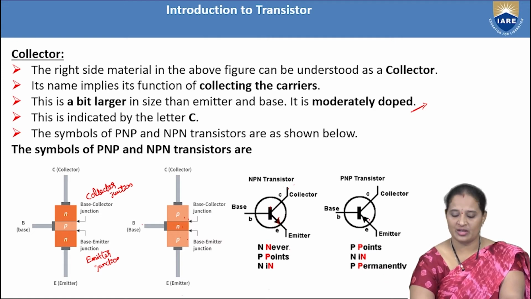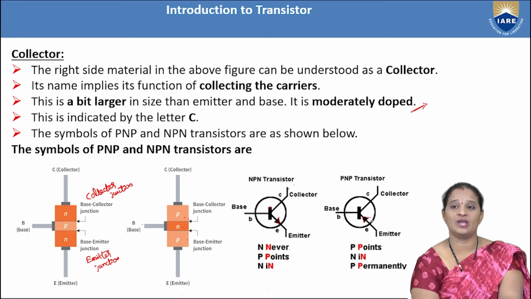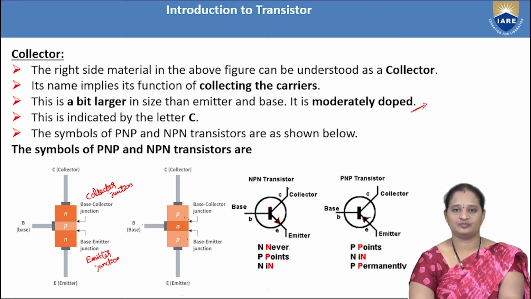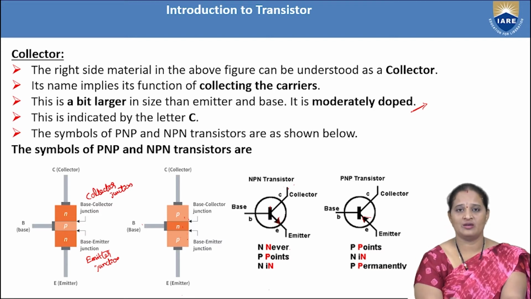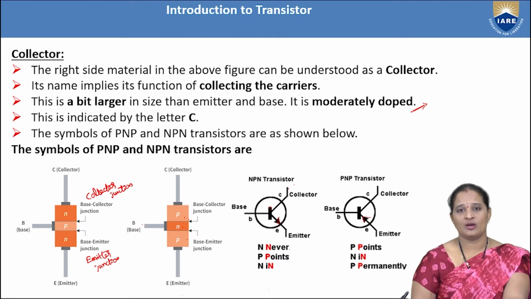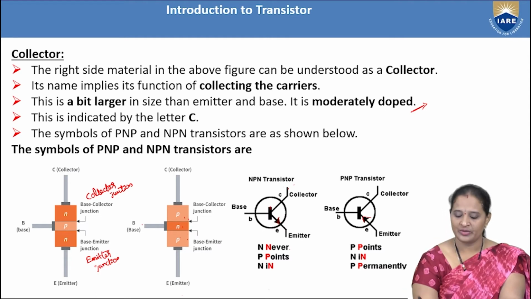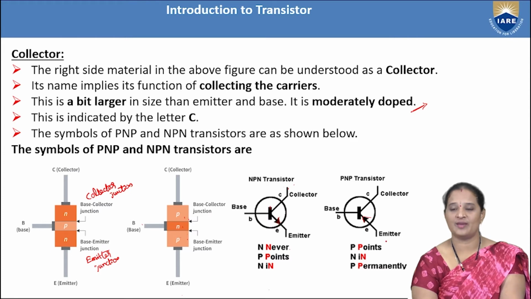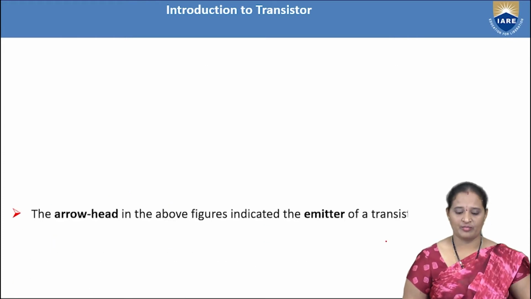Points in permanently. So that means the arrow direction will be into the emitter terminal, whereas in NPN, the direction of arrow will be coming out of the emitter terminal. So this is the base again, collector, emitter. And one thing you have to remember.